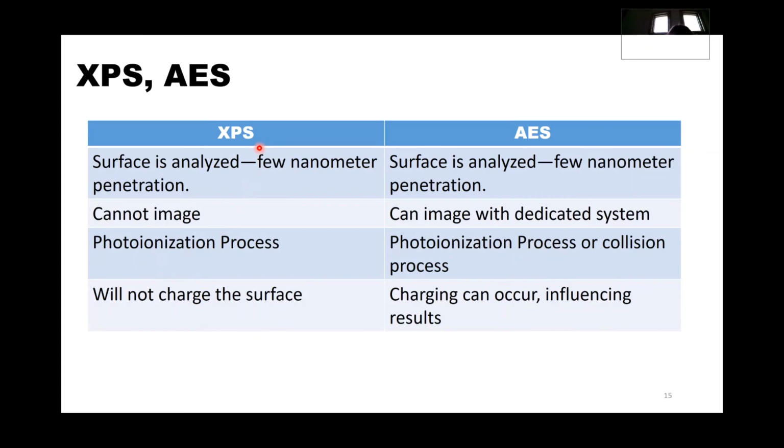XPS has a big advantage, though. Even though you can't really image with XPS, it will not charge the surface. Why? Because you're hitting the surface with photons, and photons carry no charge. With AES, particularly if you're using an electron gun, and we'll talk a lot more about electron guns before this semester is over, charging can occur, and we'll talk about charging in other settings as well. It will influence the results. So that's a high-level description of XPS and AES.